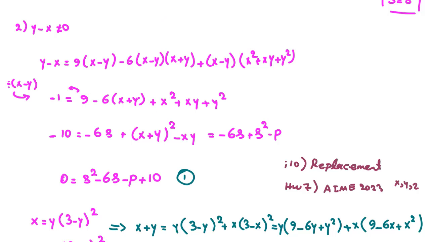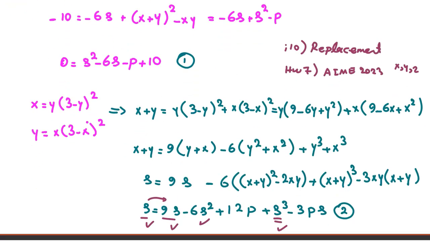Okay, so here when we divide, we have negative 1 equals 9 minus 6 times (x plus y) plus x squared plus xy plus y squared. Then we take 9 to the left side: negative 9 minus 1, negative 10, equals minus 6S plus (x plus y) whole squared minus xy. And (x plus y) squared we can write as S squared, so it will be negative 6S plus S squared minus P. Now we can write S squared minus 6S minus P plus 10 equals 0.